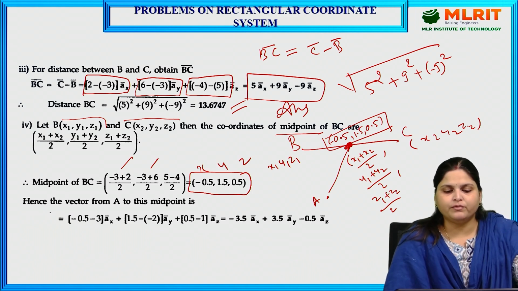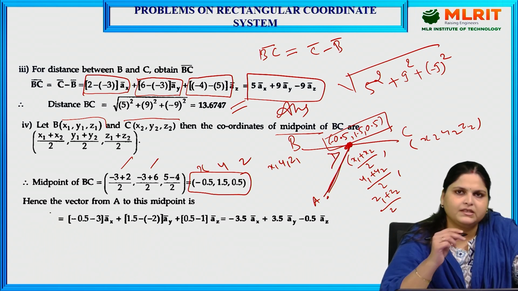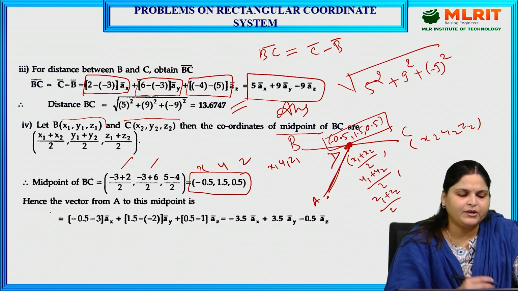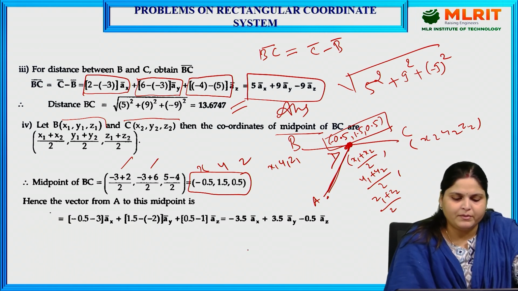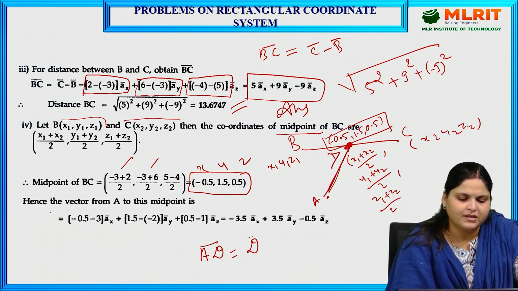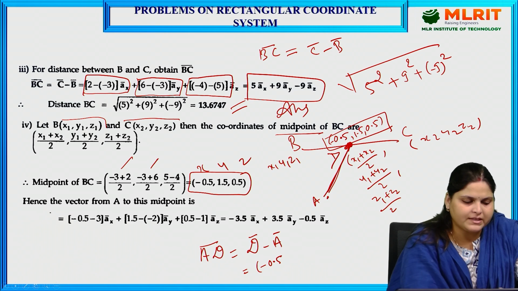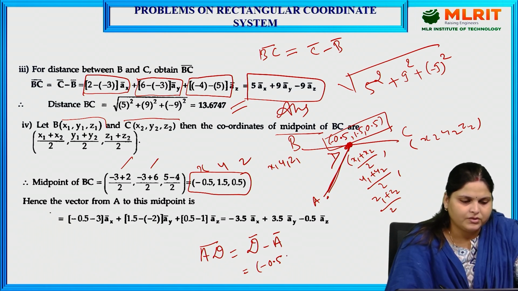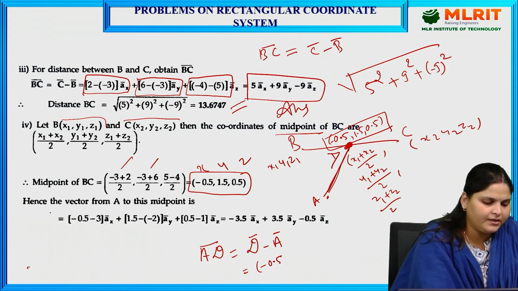Now what we need to do, we need to find out this distance. Let us take this midpoint is D. Okay. So basically what we need to find out, we need to find out a vector from A to this midpoint. Means we need to find out AD. Okay, AD means D minus A. Now what is D? D is minus 0.5, 1.5, 0.5, and what is A here? A is 3, 2 and minus 1. These are the points of A.